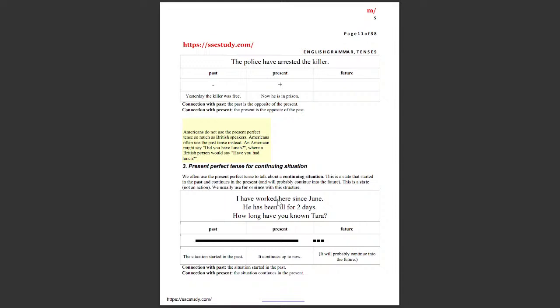I have worked here since June. The situation started in the past. It's continuing up to now. It will probably continue in the future. So if you notice these sentences, they are in the past, in the present, happening right now, and they may continue in the future. So this is a connection between the past and the present: the situation started in the past and continues in the present.